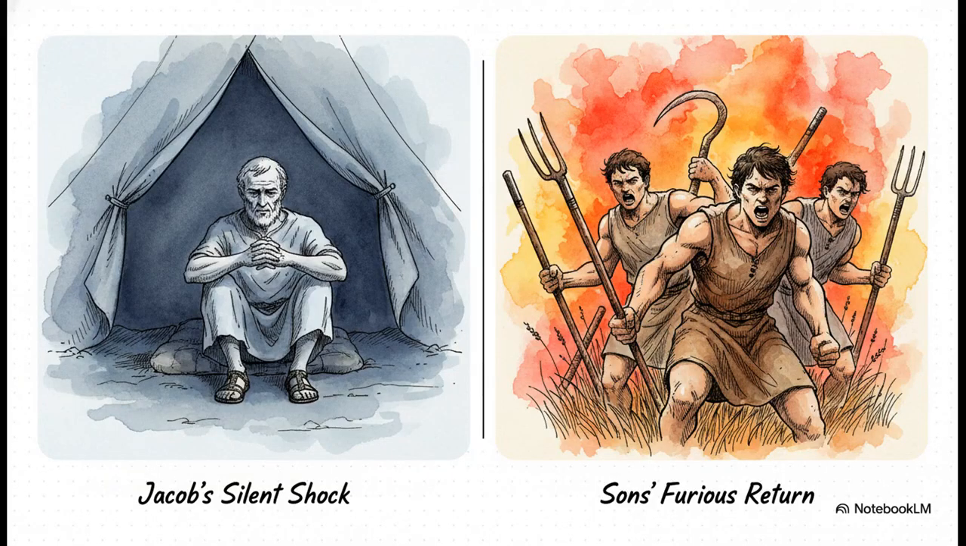Now, the immediate aftermath gives us this stark, really fascinating textual contrast in how the family reacts. Jacob hears his daughter has been defiled, but his sons are out in the fields. And the text says he remains totally silent. He does absolutely nothing until they return. Meanwhile, when the sons come in and hear the news, they're described as instantly shocked and furious.